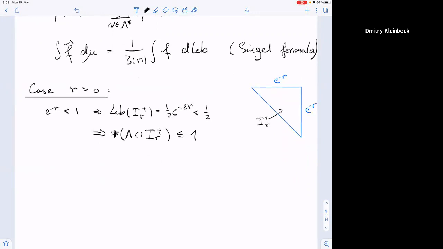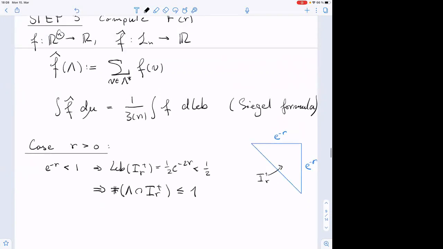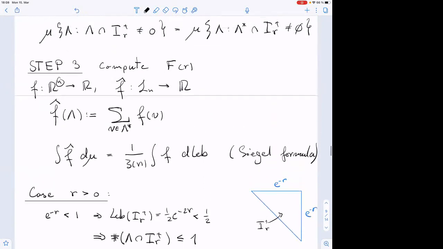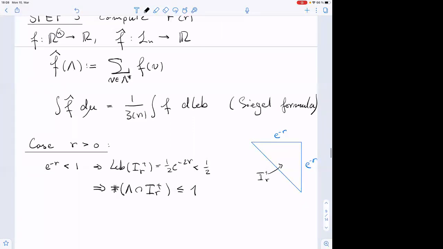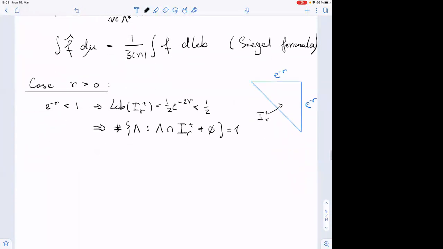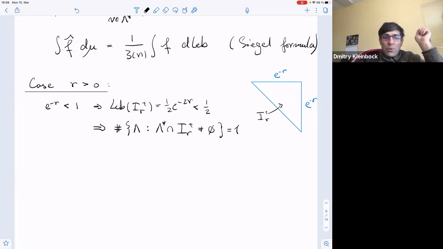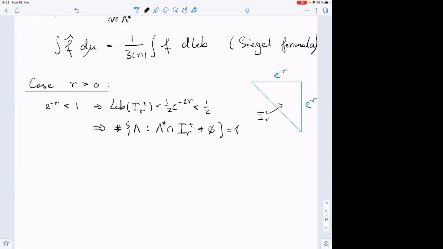And what is lambda here? Arbitrary lattice or generic lattice? Well, at this point, I should write it. I wrote it a little bit short, right? So I think what I actually meant was that the set of lattices for which lambda intersected with I_r plus is non-empty is equal to 1. Right? That makes more sense, I think. No, sorry, it's even more confusing. The number of lattices. You mean the number of vectors inside lambda, maybe that? Yes, thank you. That's exactly what I wanted to say.